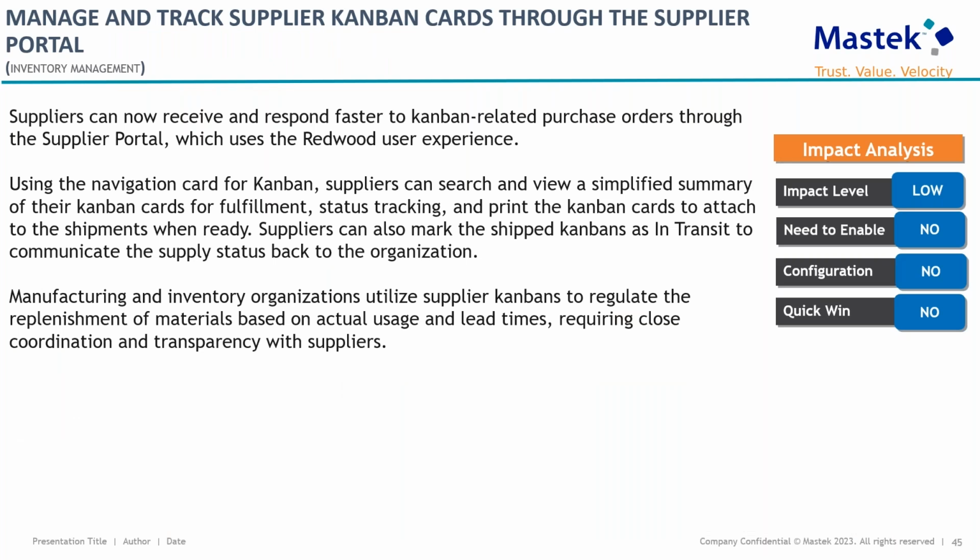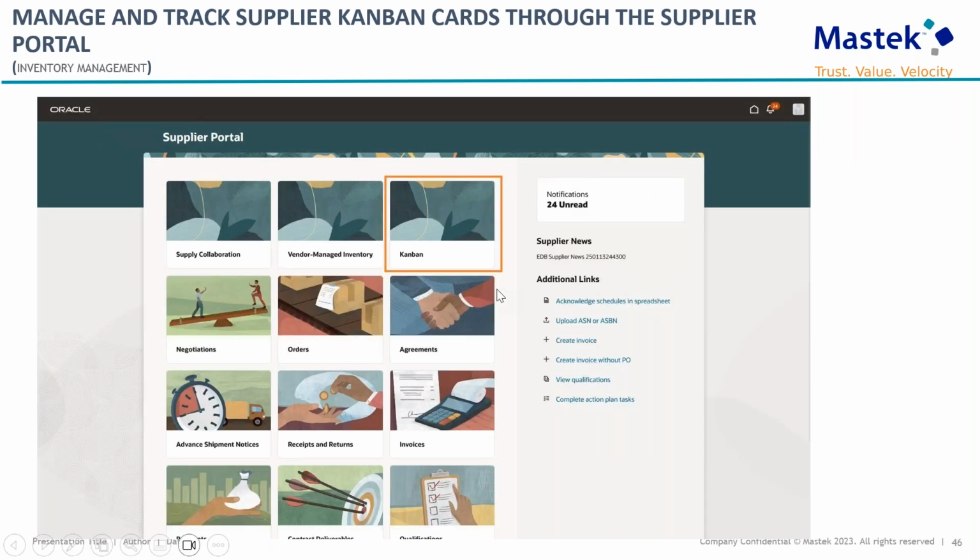The next new feature we have is manage and track supplier Kanban cards through the supplier portal. Right. So with Oracle 25B, supplier Kanban management is now enhanced through the Redwood supplier portal. Suppliers can quickly view, track, fulfill Kanban orders using a dedicated Kanban navigation card. This is how it looks like. They can print Kanban cards for clear visibility and coordination between suppliers and manufacturing or inventory organizations as well.